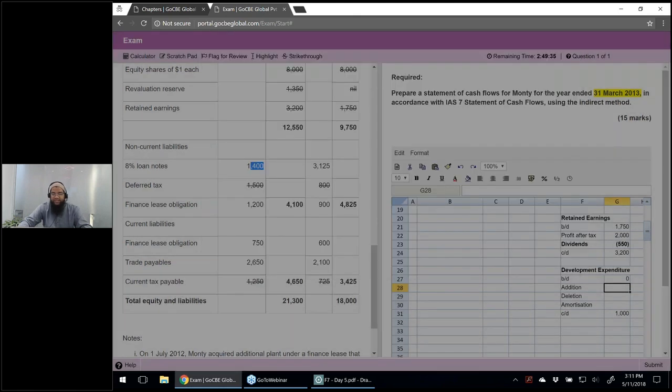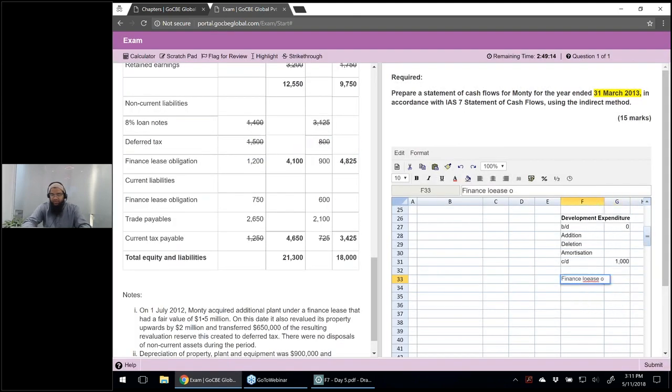And then we have some finance lease obligation. So we will be making a T account of finance lease obligation as well, which is now known as lease liability or lease obligation. So lease liability brought down from non-current liability, brought down from current liability, and then we'll be having the addition of assets for the leased, repayment, and then the carried down of again non-current liability and carried down of current liabilities.